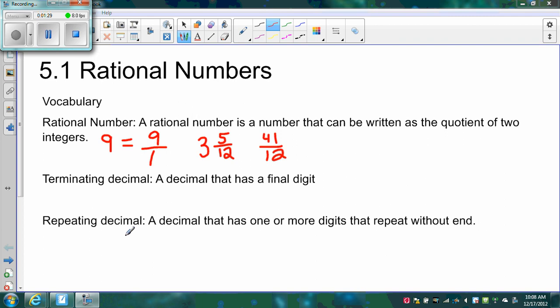Alternatively, you could have a repeating decimal, so a decimal that has one or more digits that repeat without end. So it never terminates. You always have a remainder and it keeps going and going and repeating. And we'll do better examples of this in a few minutes.